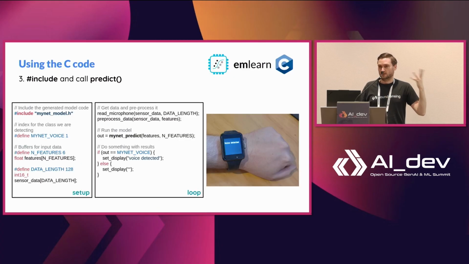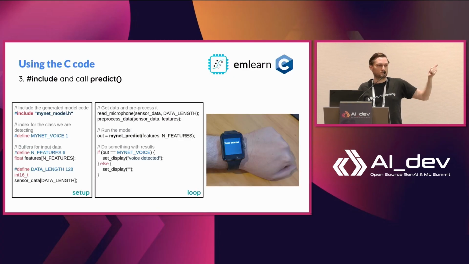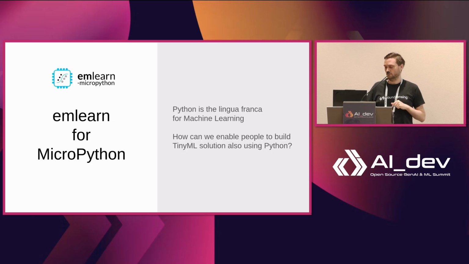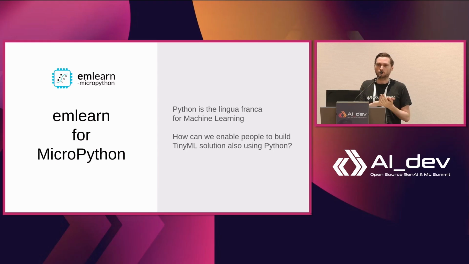So that's one example. This is the low level and the most power efficient, of course, and also space efficient. But if you're not used to embedded programming, I would suggest maybe starting with MicroPython. The motivation for supporting MicroPython in emlearn is that Python is the lingua franca for machine learning. So you can basically almost always expect a machine learning engineer to know Python, but not necessarily know C.